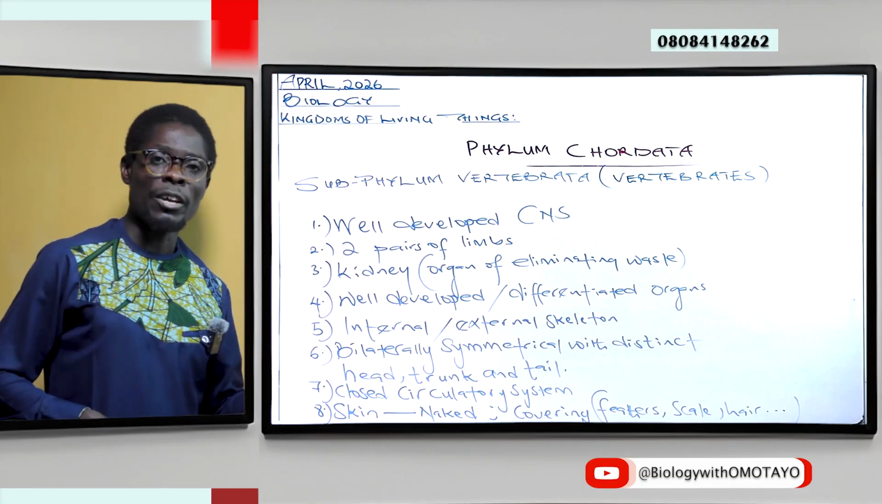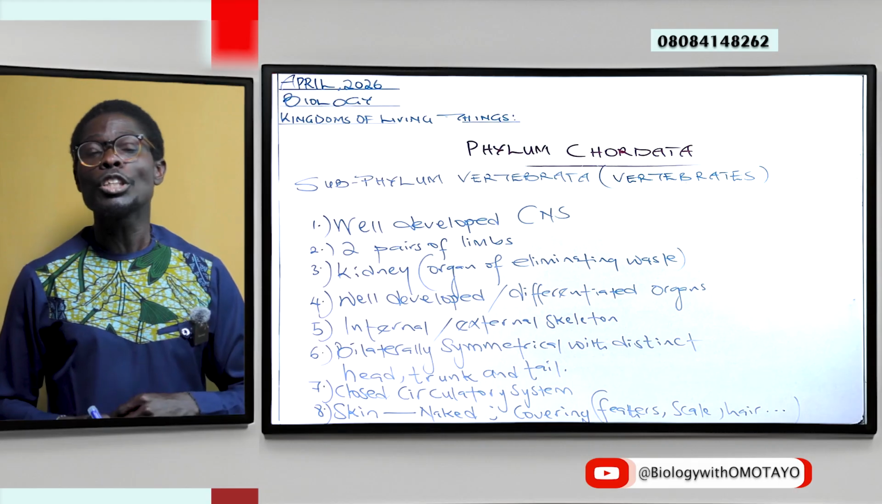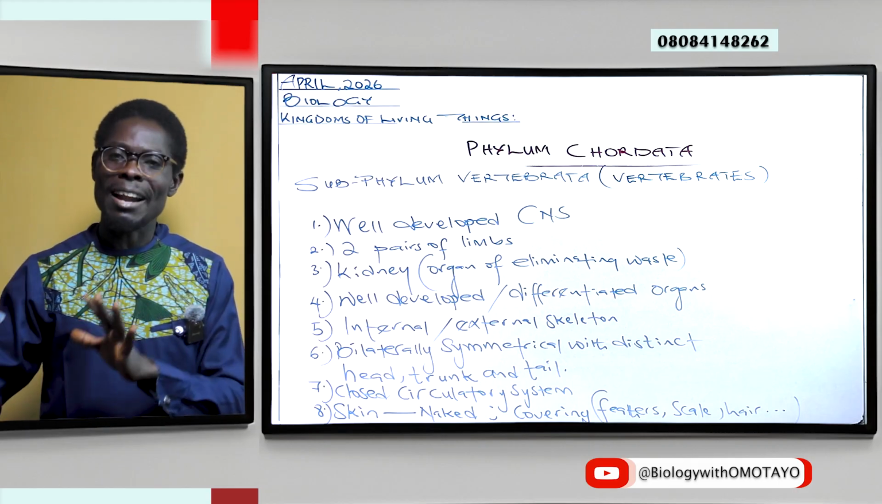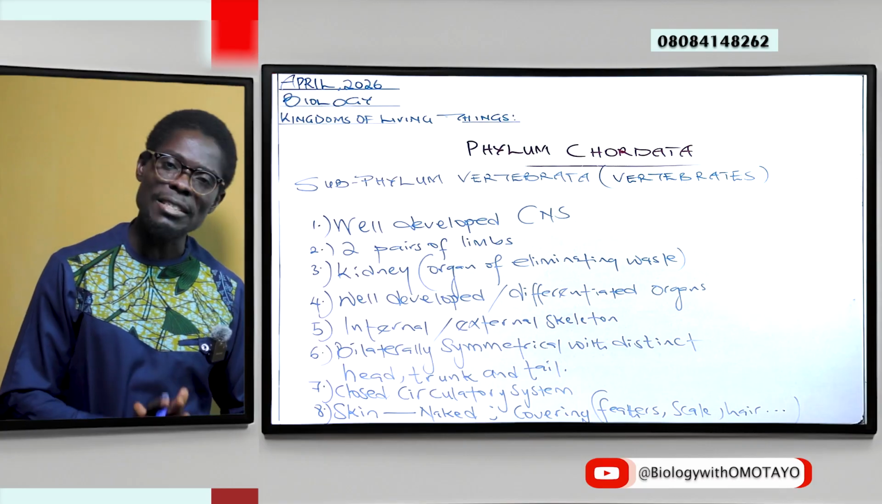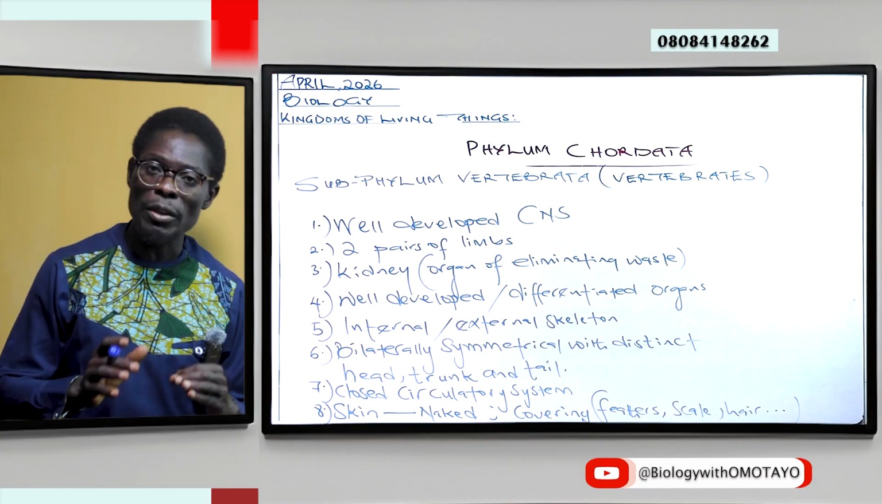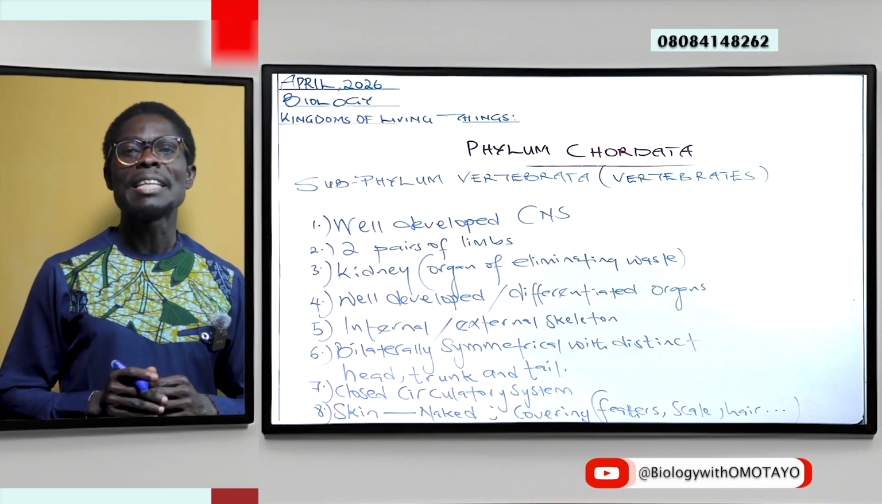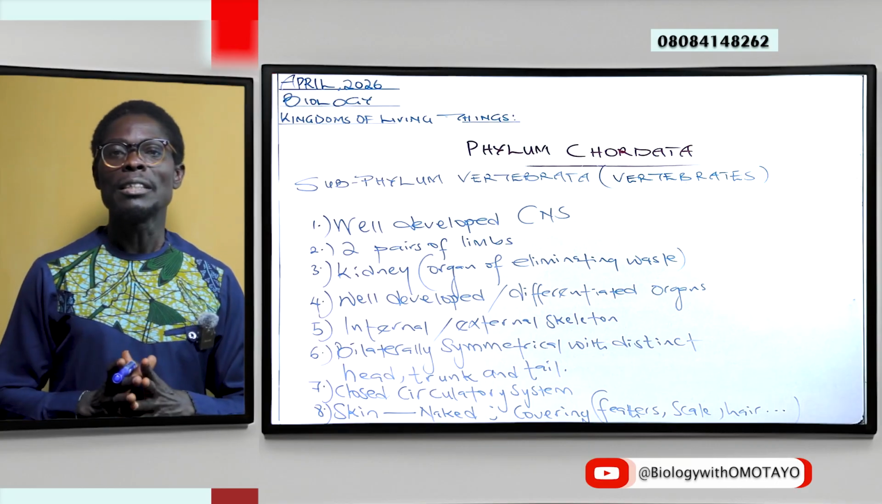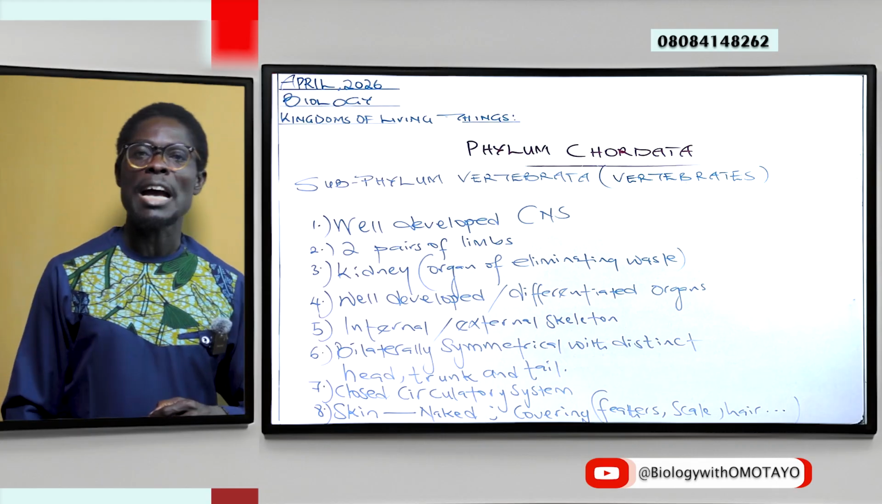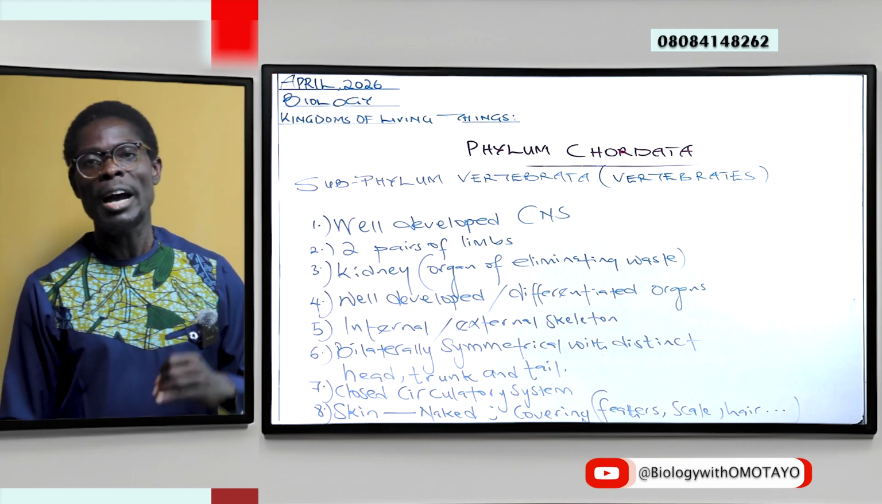From here we will now start picking on each of the classes and start looking at unique characters. Unique characters of Pisces will be examined, unique characters of the amphibians will be examined, then the Reptilia, the Aves, and the Mammalia. Come along with me as we pick these one after the other.